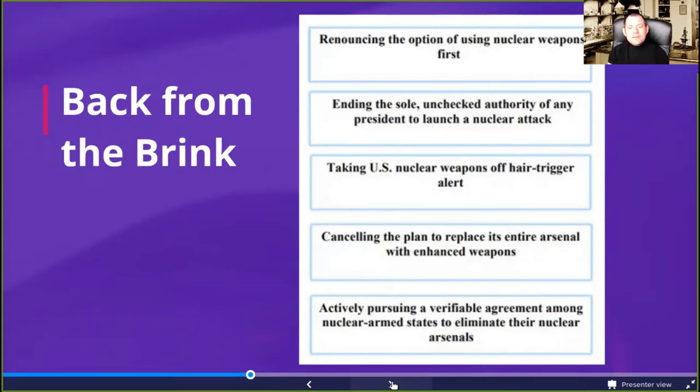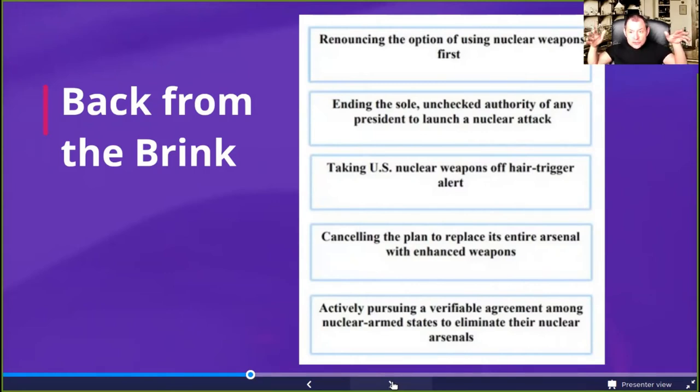Actively pursuing a verifiable agreement among nuclear armed states to eliminate the nuclear arsenals. You see, at the moment we have thousands of weapons. America and Russia alone have thousands of nuclear weapons, enough to destroy the planet several times over. They don't need so many. If the idea is for there to just be a threat that if you're attacked, the attacker's country will be destroyed, then you can do that with far fewer weapons than we currently have. You need a tiny number compared with what we have.